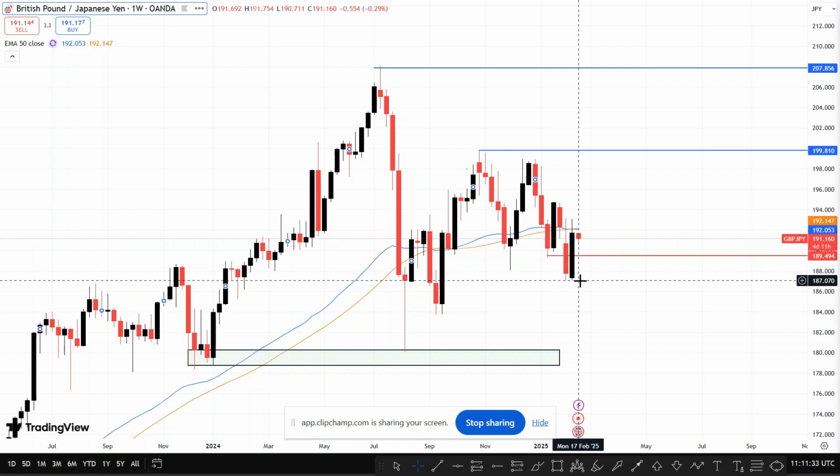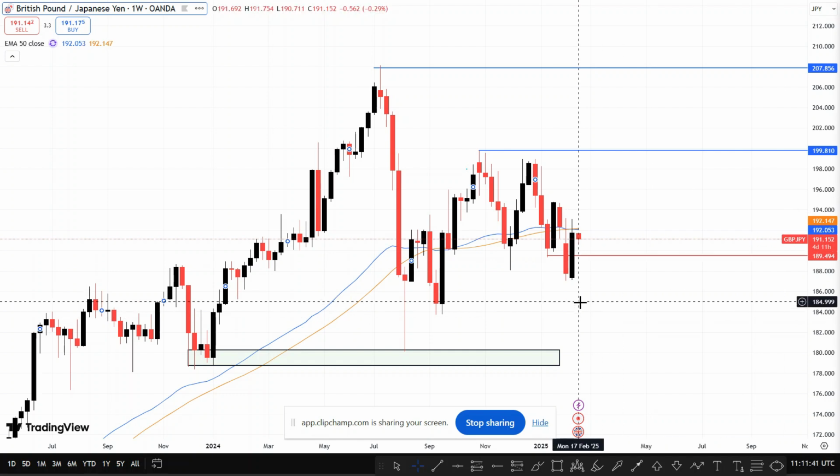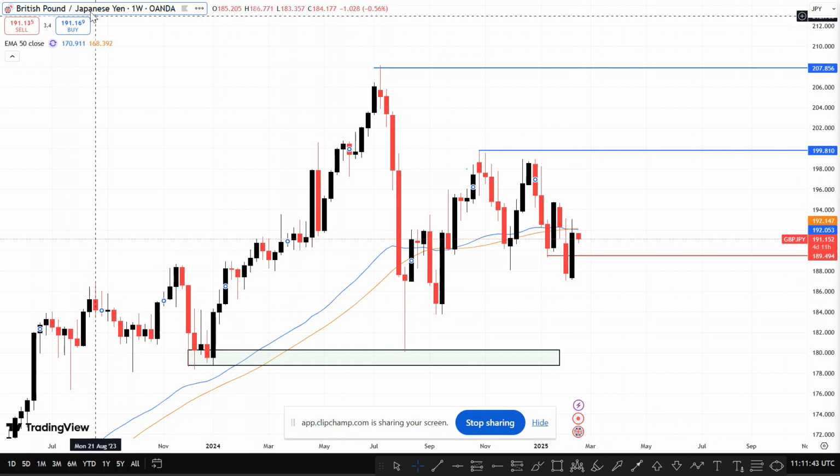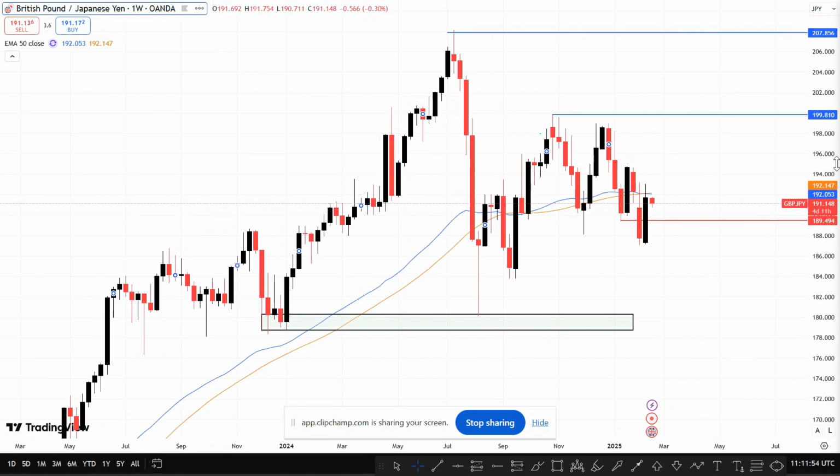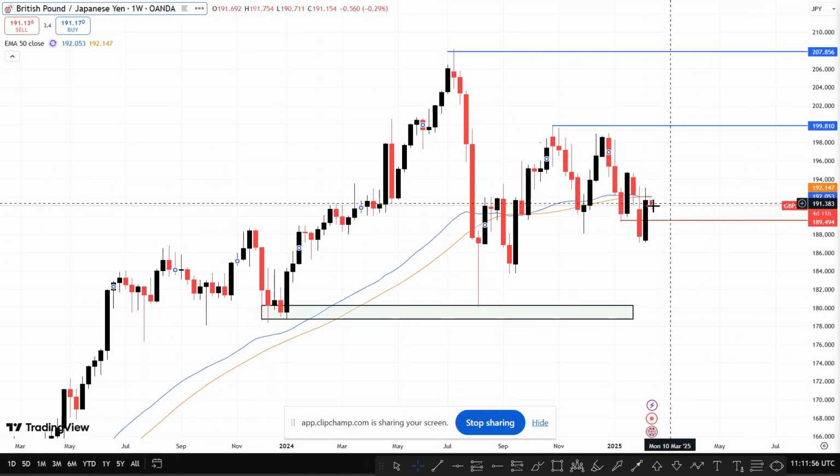So in today's video, we'll actually analyze one pair today, and maybe later we can still do more pairs. That pair is called GBPJPY, that is British pounds versus Japanese yen. So this is my chart on British pounds versus Japanese yen.